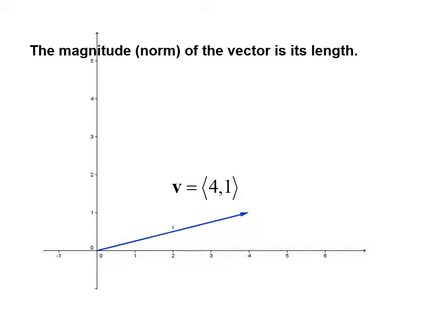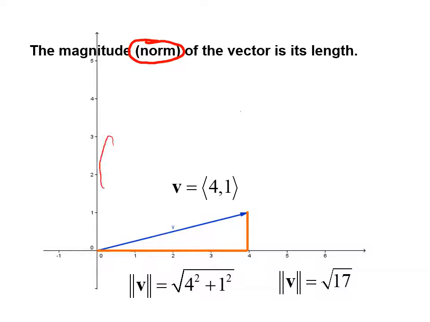Now the magnitude of a vector also goes by the name norm. You'll find that on your calculator when you go try finding the magnitude of a vector. To find the magnitude of the vector, we simply take the x distance, the y distance, and form the right triangle and use the Pythagorean theorem. The symbol for magnitude, as you can see, is the double bars on either side.